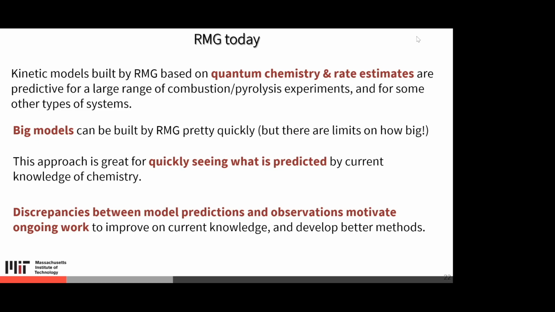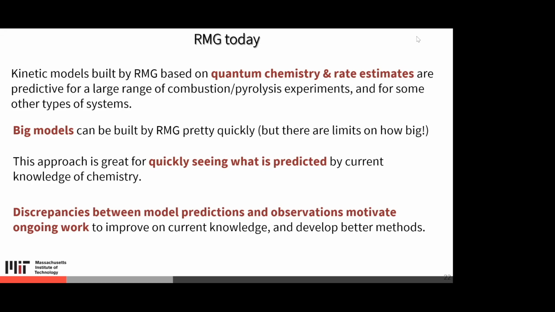It's really pretty good for quickly seeing what the major reactions happening are, particularly at low conversions, based on current knowledge of chemistry. If the current knowledge of chemistry is wrong, RMG is going to be wrong. It's just like artificial intelligence. It's not really that intelligent. It's just reproducing what you already know. Okay, and that's what it is.